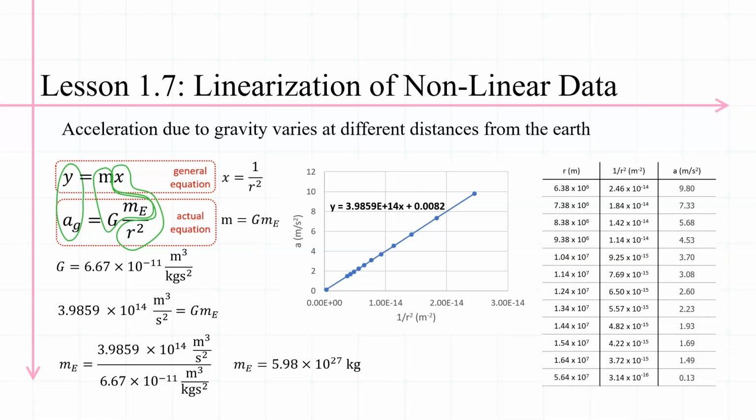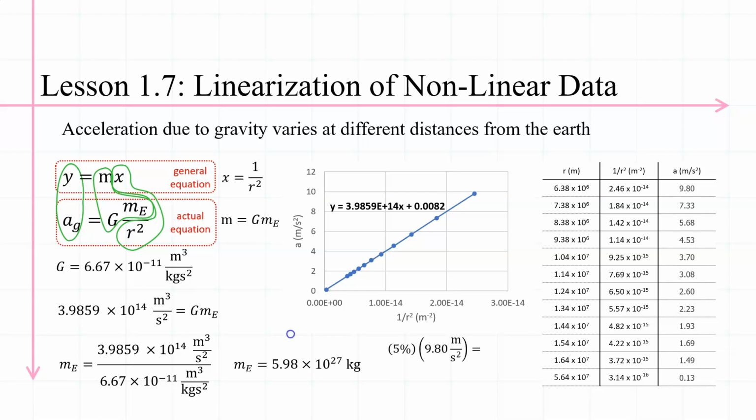And to 3 significant figures, the accepted value for the mass of the Earth is 5.97 times 10 to the 27th kilograms. So there's probably a little bit of measurement error in my data, but this is a very, very good agreeable value for the mass of the Earth.